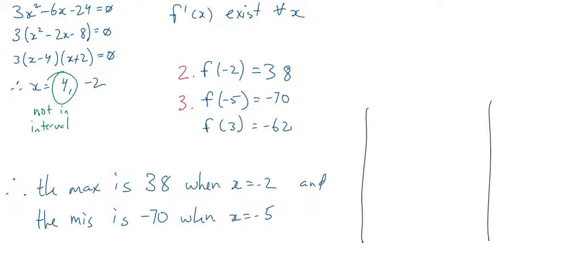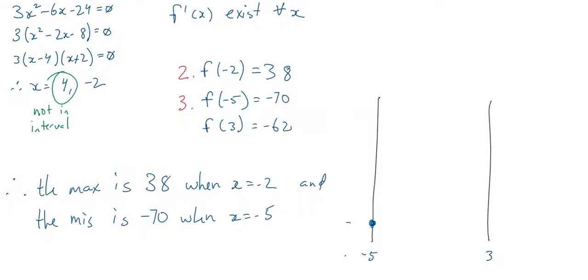So this is -5. I am going to label it. This is -5. That was one of my interval endpoints. The other side was 3. The minimum is -70 when x is -5. So I'm going to start down here, and I'm going to label it -70.